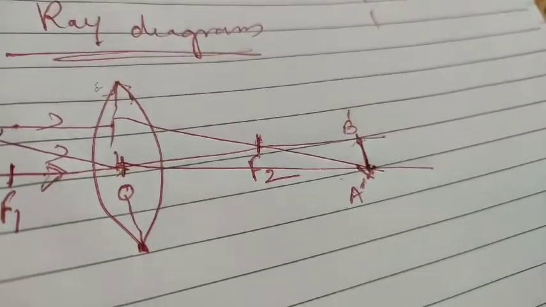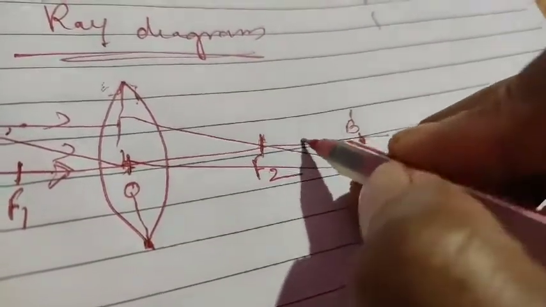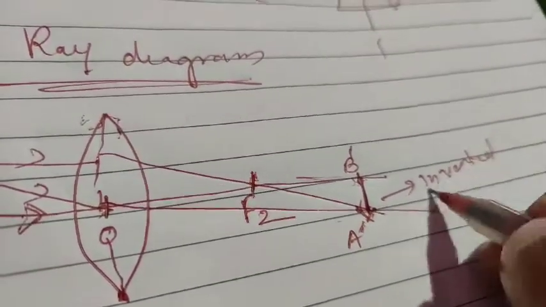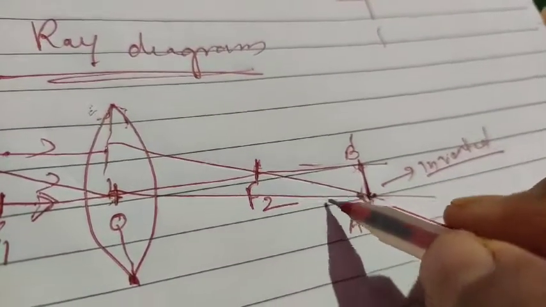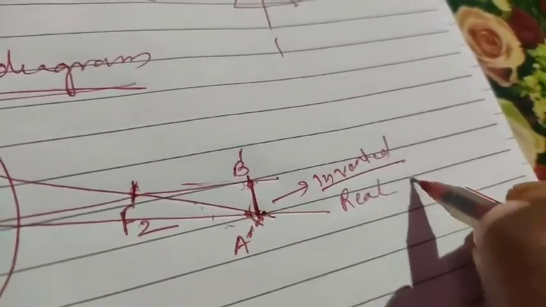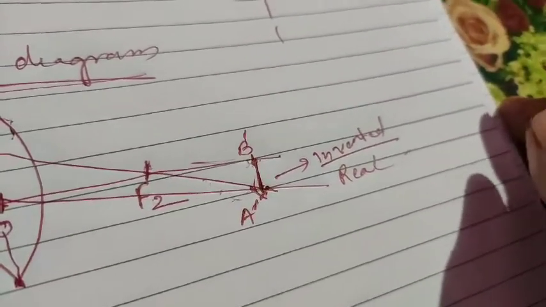Now you will write the nature of the image, student. As it is below the principal axis, it is inverted. First thing you have to understand. So as the meeting of the two points forms an image, it is real. Over. Now we will move to the third concept.